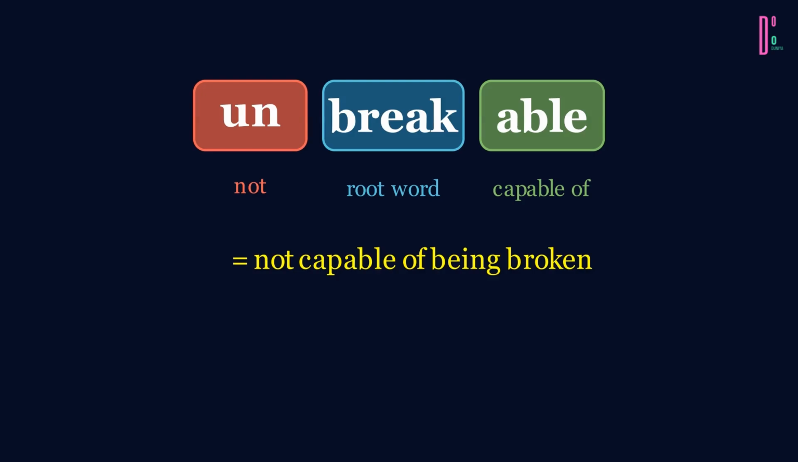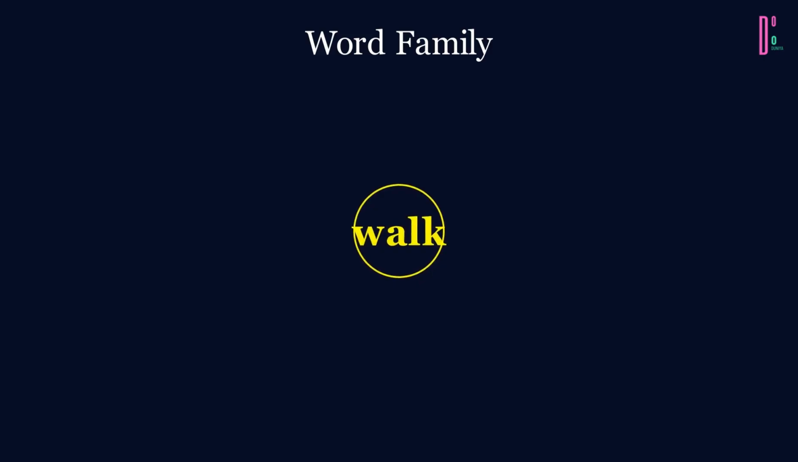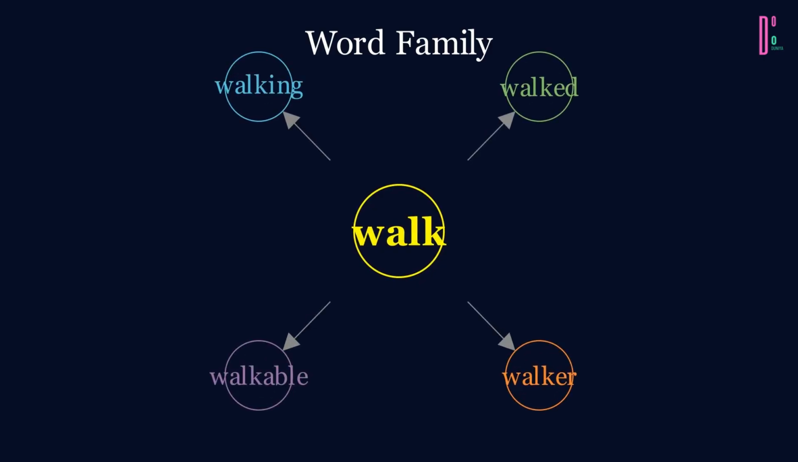Why does this matter for NLP? Because understanding morphology helps machines recognize that walk, walking, walked, and walker are related, handle new words they've never seen before, and reduce vocabulary size by understanding word formation rules.